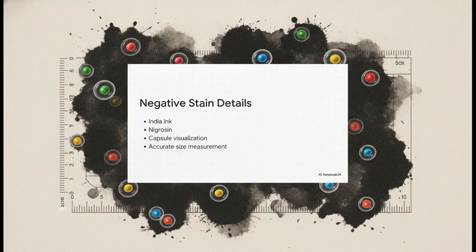The most common stains we use for this reverse technique are India ink and nigrosin. But why do we do it this way? Well, first off, it's absolutely incredible for capsule visualization, since those protective outer layers repel the dye, creating this really cool clear halo effect around the cell. Second, and this is a big one, because the dye never actually enters the cell, the bacteria don't shrink or distort. So this gives scientists highly accurate measurements of the bacterial size in its natural, pristine state.